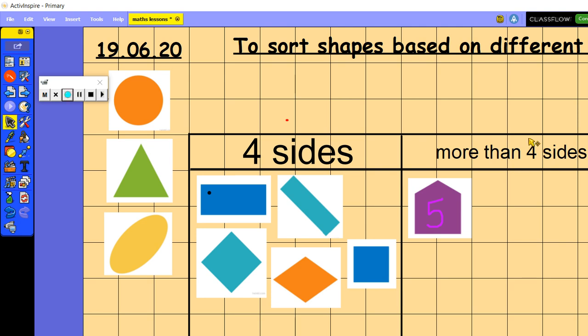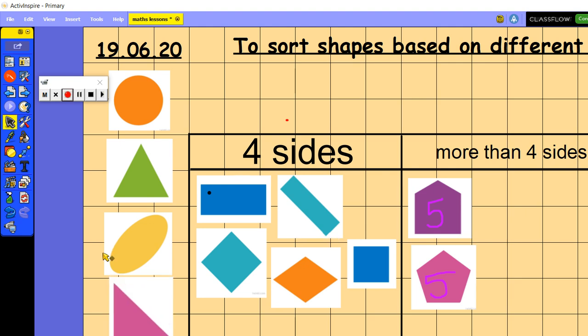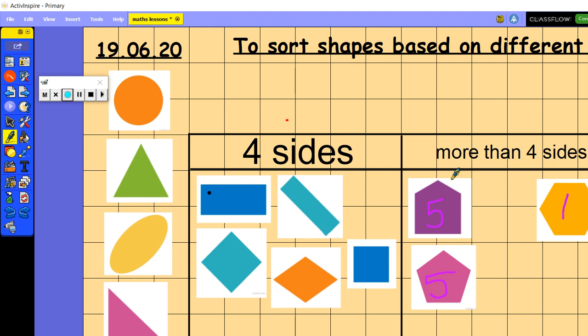Let's have a look at this shape. So it's got 1, 2, 3, 4, 5 sides. So it doesn't fit in this box. It actually fits in this box. Again, let's write on the number 5 so we know how many sides it's got. Let's have a look. This is a different type of triangle, so that just needs to go down here because it's a 3-sided shape, not 4 or 5. And finally, we've got 1, 2, 3, 4, 5, 6, a 6-sided shape, which is more than 4 sides, and that would go in this criteria.